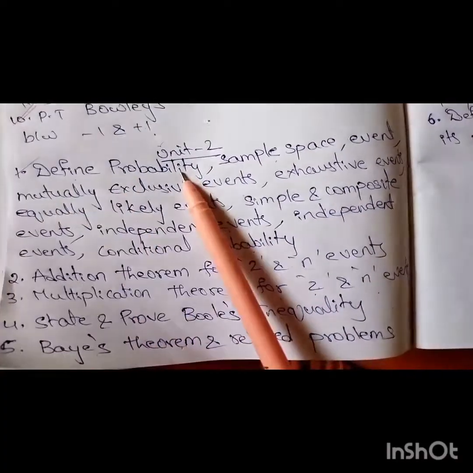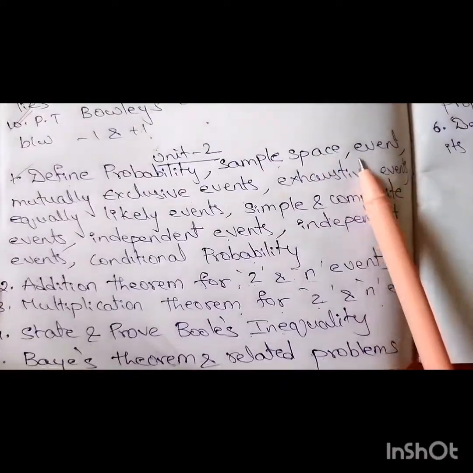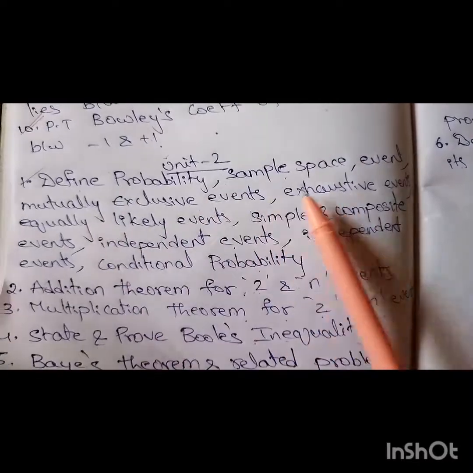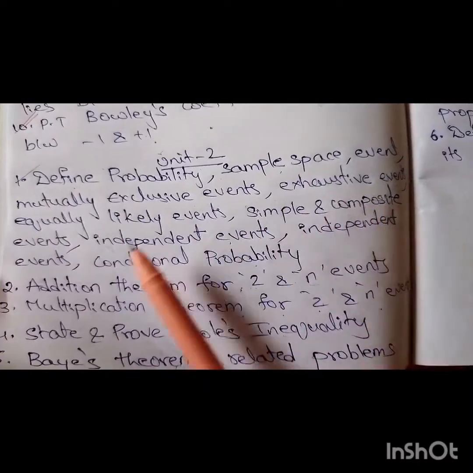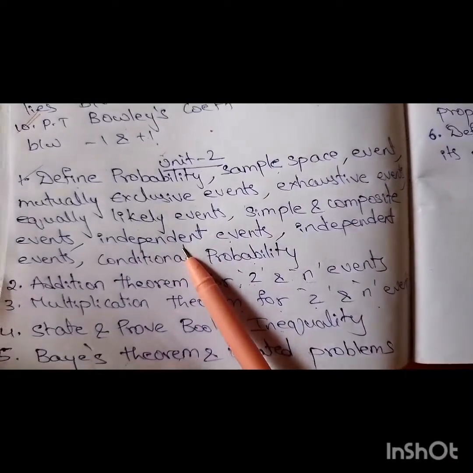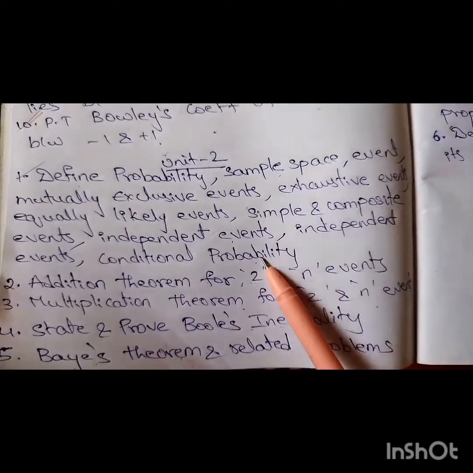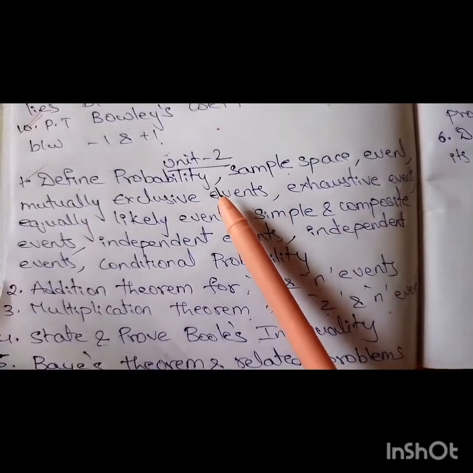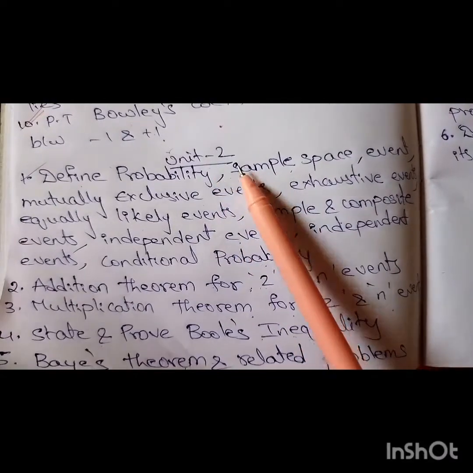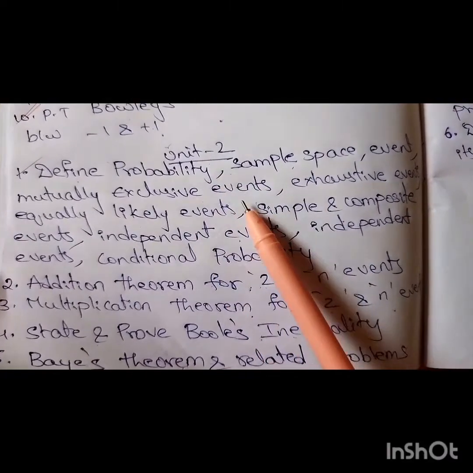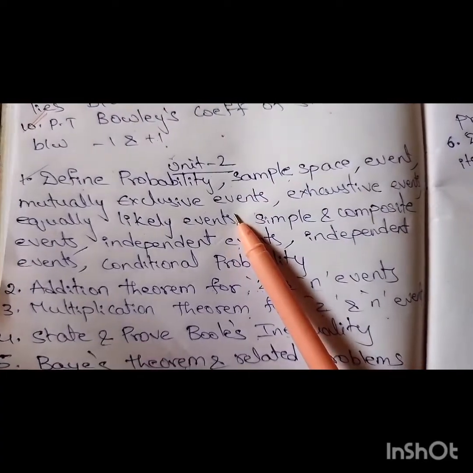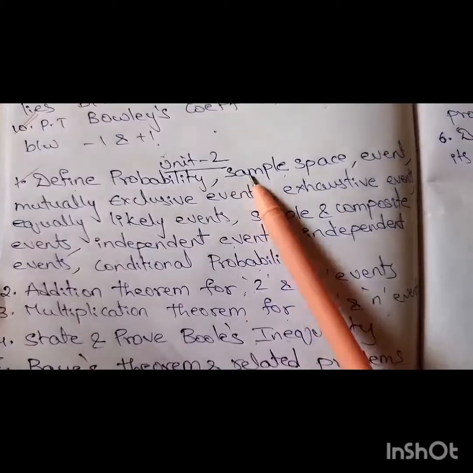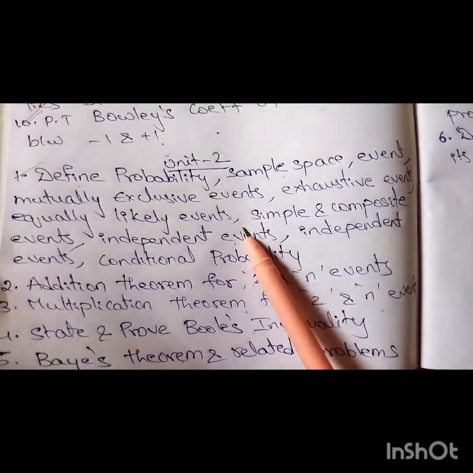First question, define probability, sample space, event, mutually exclusive events, exhaustive events, equally likely events, simple and composite events, independent events, and conditional probability. So in unit 2 starting only you'll have the basic concepts of probability. There you'll have small definitions. You have to write the definition along with example if you get for short answers.